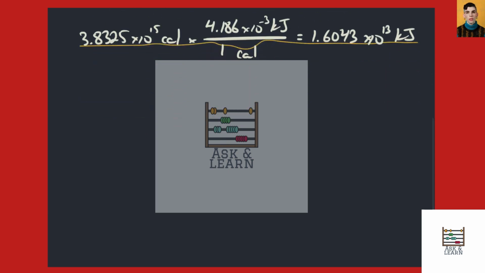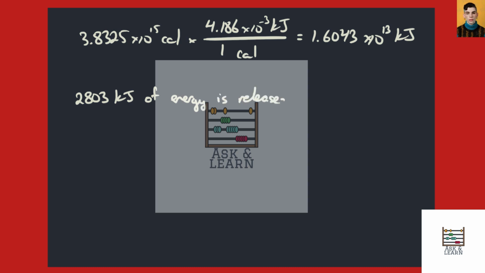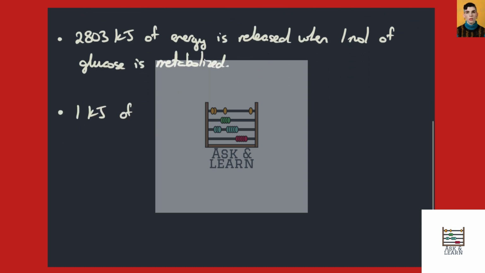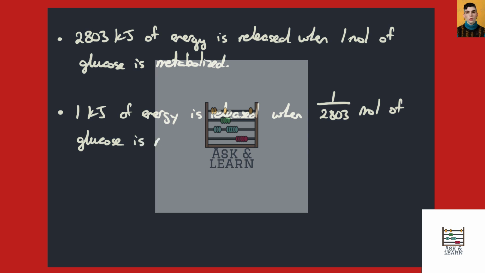We know that from the reaction that 2,803 kilojoules of energy is released when 1 mole of glucose is metabolized, or we can flip this around. 1 kilojoule of energy is released when 1/2803 mole of glucose is metabolized.